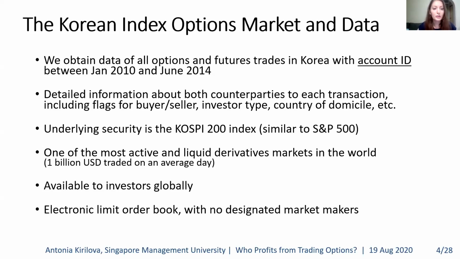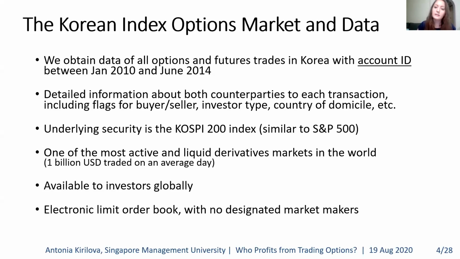The underlying security is the KOSPI 200 index, which is the representative index of Korea. So it's similar to the S&P 500 in the US. And the Korean market is one of the most active and liquid derivatives markets in the world. The trading volumes are really comparable to those in the US. There is about $1 billion traded on an average day. And these derivatives markets are available to investors globally.